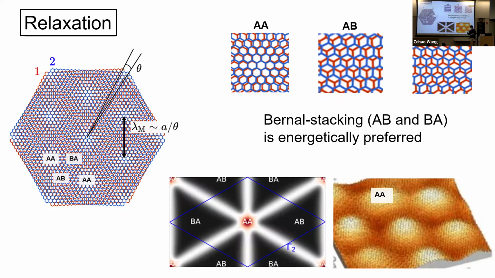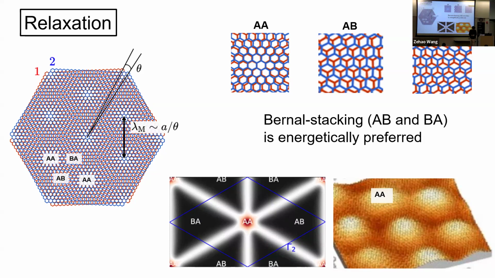And in fact, the system does relax quite substantially, and we can actually understand why the system would relax. So let's, again, look at the local stackings of the twisted bilayer, and let's focus on the high symmetry ones, so AA, AB, and BA. And let's ask which of these stackings locally have the least stacking energy. And it turns out that Bernal stacking, or AB and BA, is actually energetically preferred, right? So if you went into the wild and you found an untwisted bilayer, it would actually be Bernal stacked.